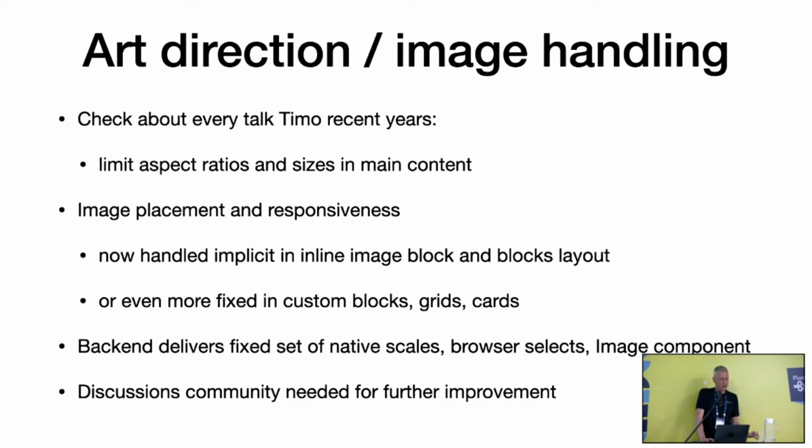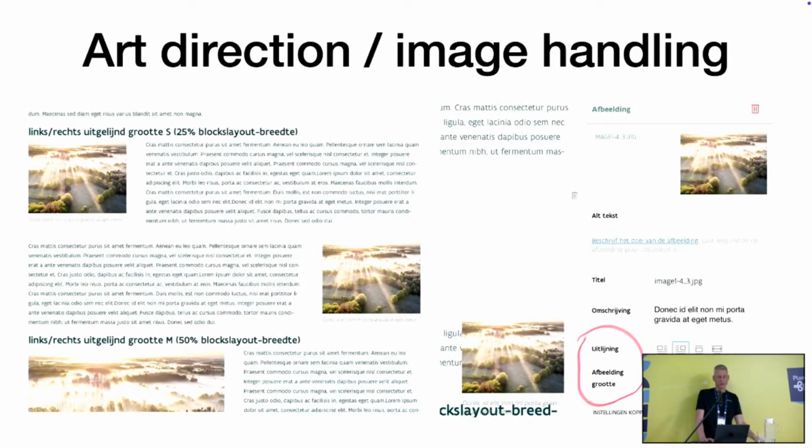The image placement and responsiveness is now in Volto moved out of the TinyMCE main area. It's now kind of handled implicitly in the block system. You just say an image block, you move it to the left, you move it to the right, and you say you have 2 or 3 sizes, and that's it. And that already brings you so much in a much simpler and more aesthetically pleasing site, if you limit your editors now to this kind of system.